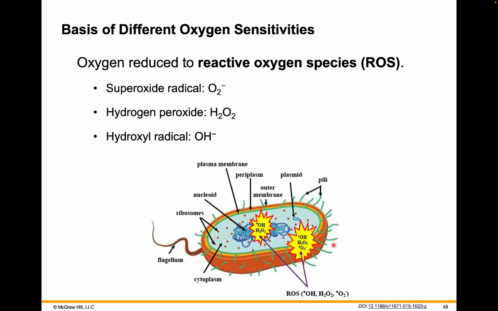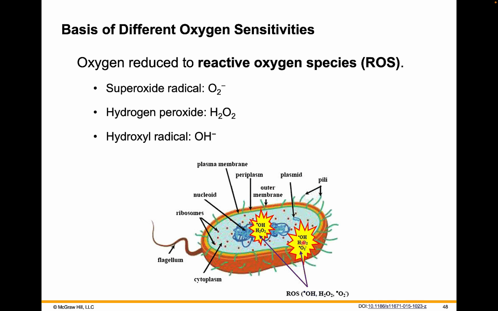So here you can easily see that these ROS, the hydrogen peroxide as well as the hydroxyl radicals, will attack essentially the DNA, ribosome, periplasm, plasma membrane, plasmid, pili. Every part of the cell can be attacked, and these will essentially oxidize them. These are all reduced forms of oxygen, and they will attack and oxidize amino acids and DNA molecules, render them ineffective, and essentially destroy them.